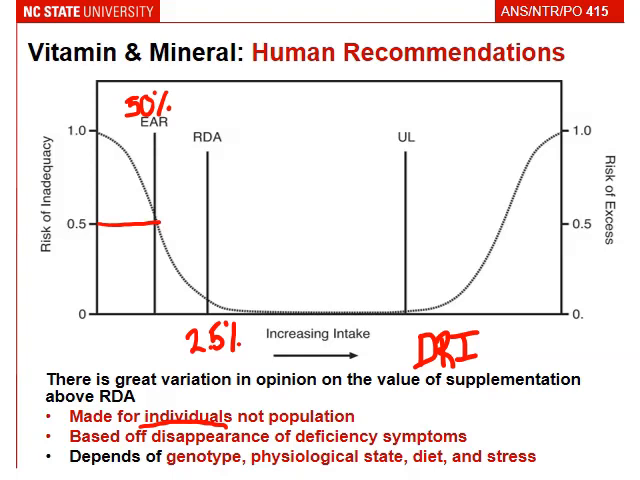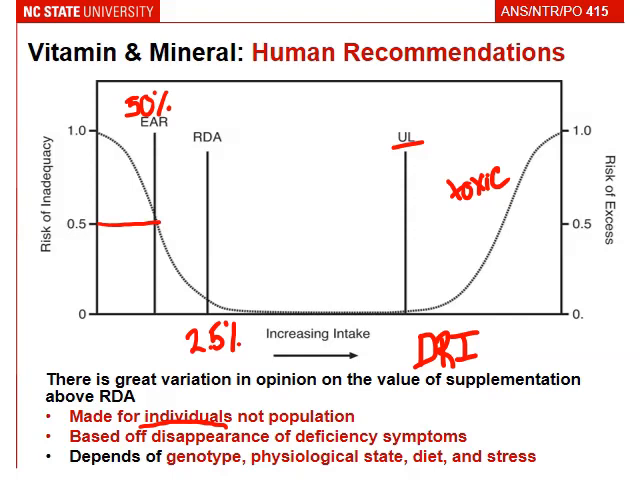And next we have our upper limit. Our upper limit is the amount that, if you go beyond this, you may be at risk of having toxic effects. However, depending on your physiological state, this may be the amount that you need, for instance. Many times these are based off of the disappearance of a deficiency symptom and the appearance of a toxicity symptom.